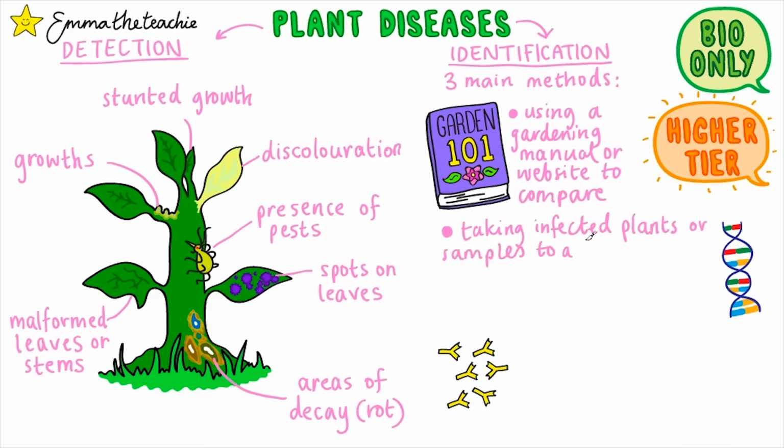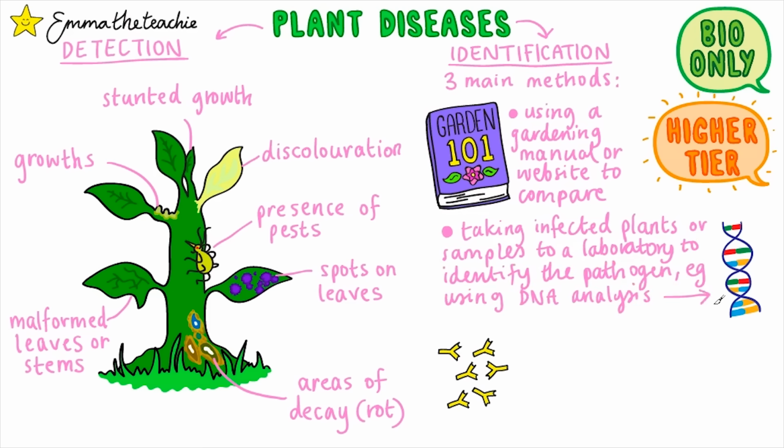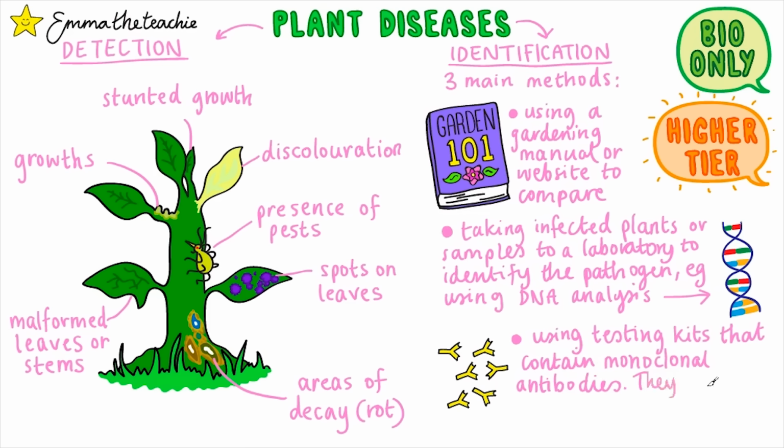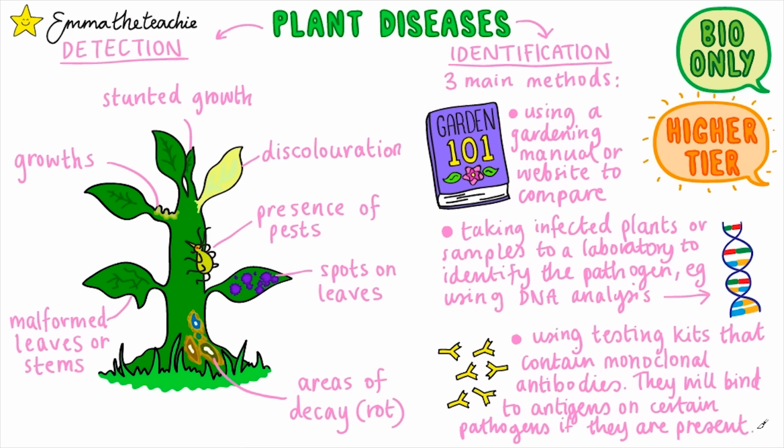Secondly is taking infected plants or samples to a laboratory to identify the pathogens using something like microscopy or DNA analysis. This may be done for crop plants or forests when the disease affects many plants. And finally, we can use testing kits that contain monoclonal antibodies. These will bind to antigens on certain pathogens if they are present. You learned about this in the previous video. Once the disease has been identified, appropriate action to treat or contain it can happen.